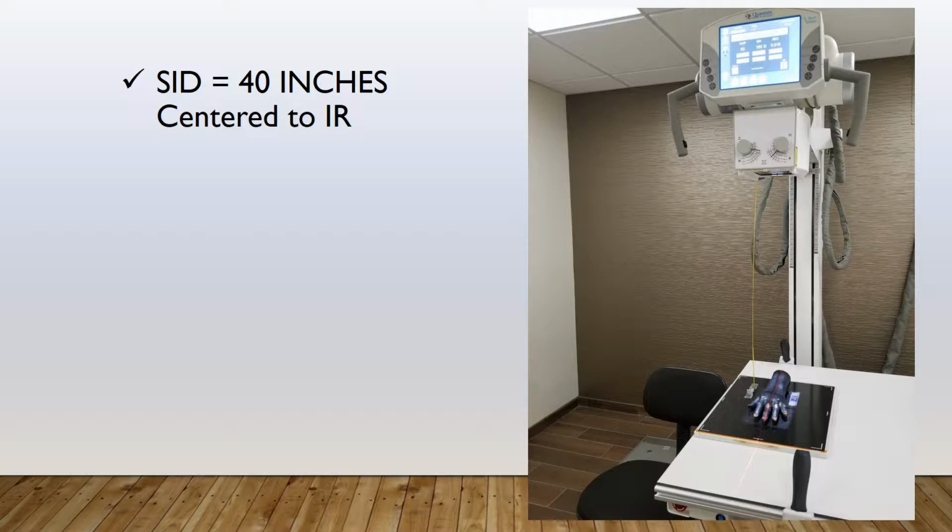So what I would do is bring my ruler all the way down to the cassette, and I'm not going to put it off to the side. It's going to be straight down to the cassette, and I'm going to make sure that it's at 40 inches.